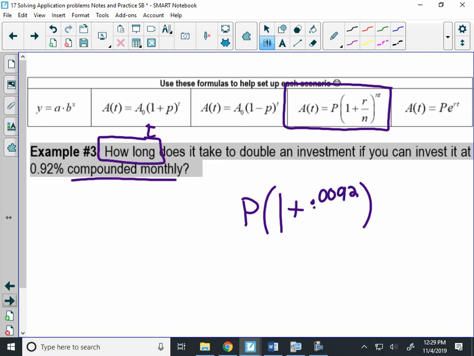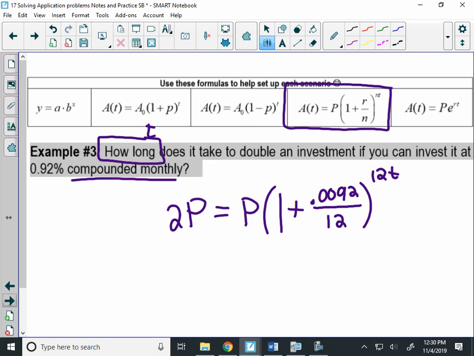0.0092. How many compounding terms do you have? 12, to the 12t power. Now, even though I don't know what that initial investment was, we want to know how long it takes to double. So if I'm just calling my investment P, what should I write for its double on the other side? 2P.